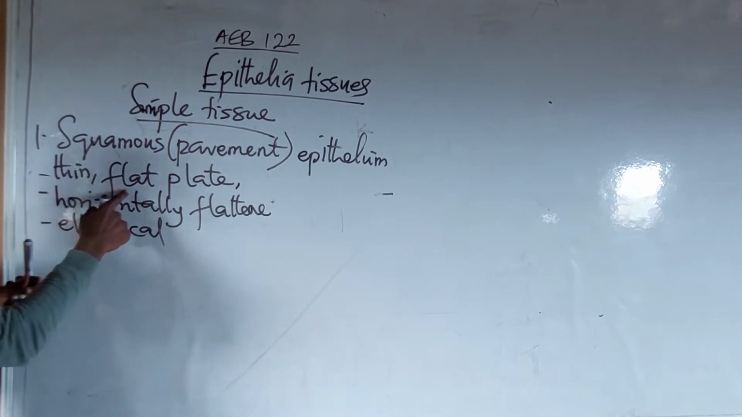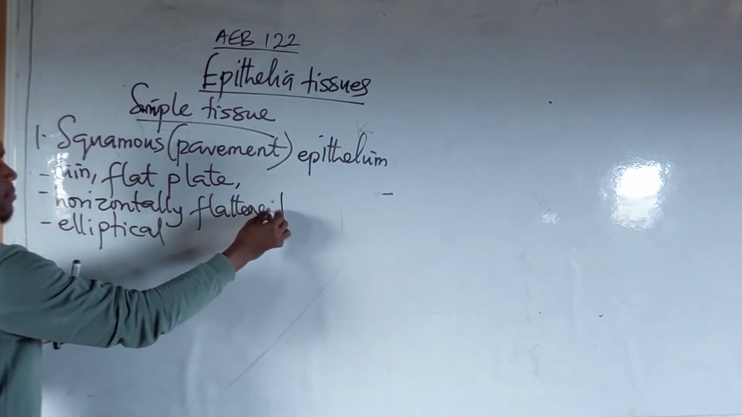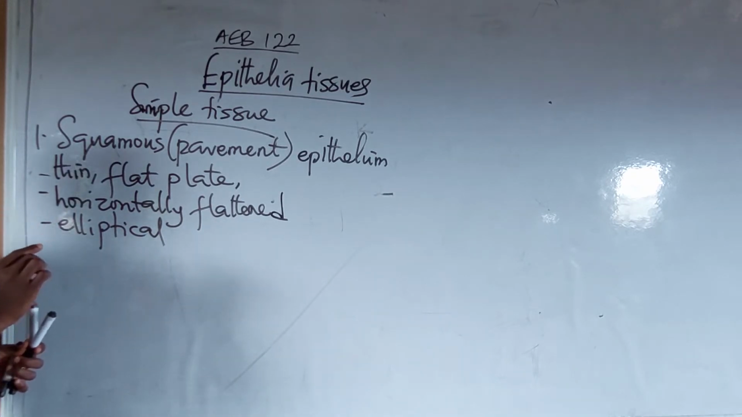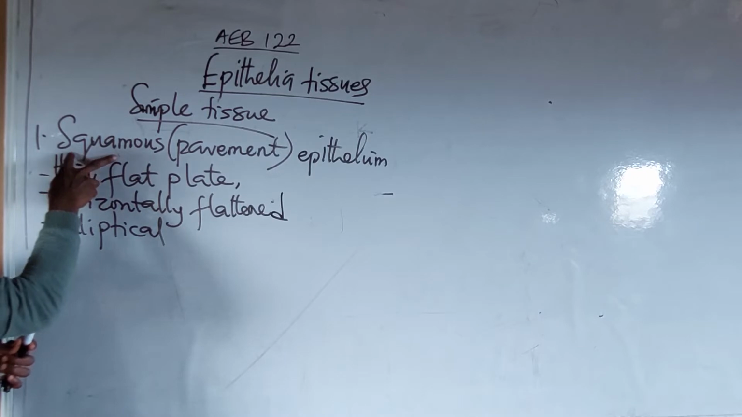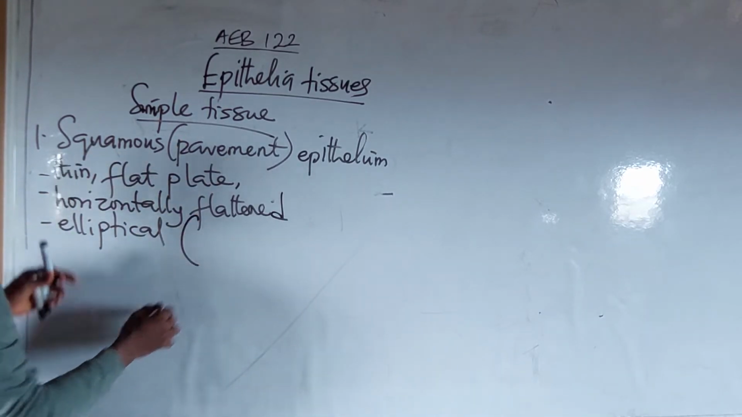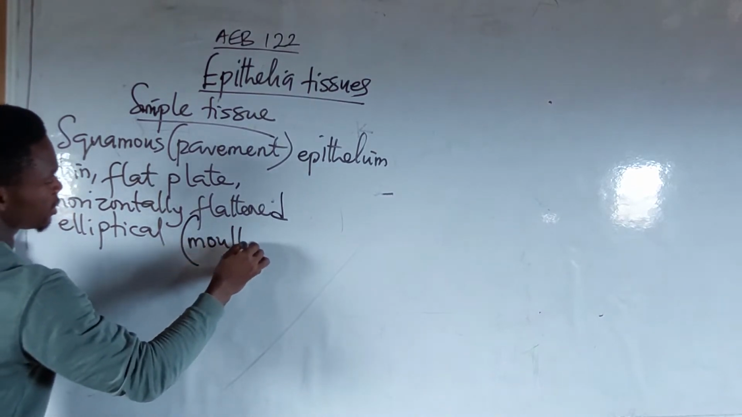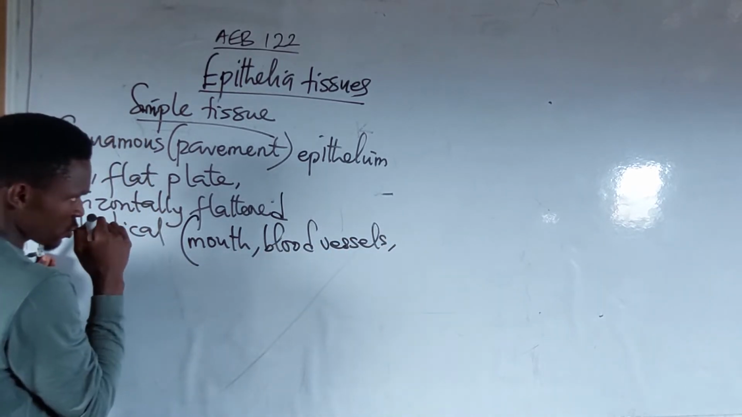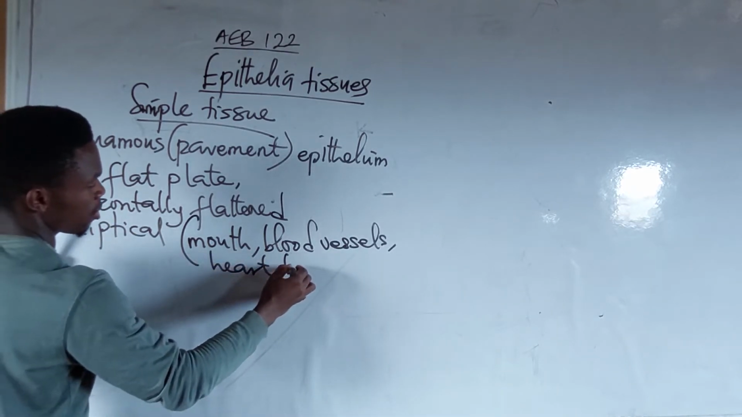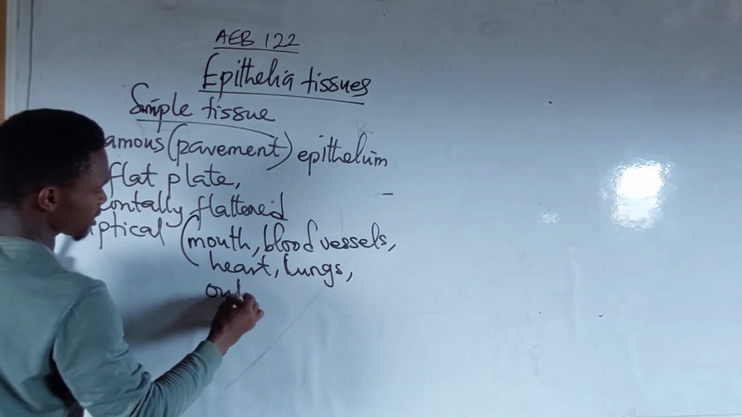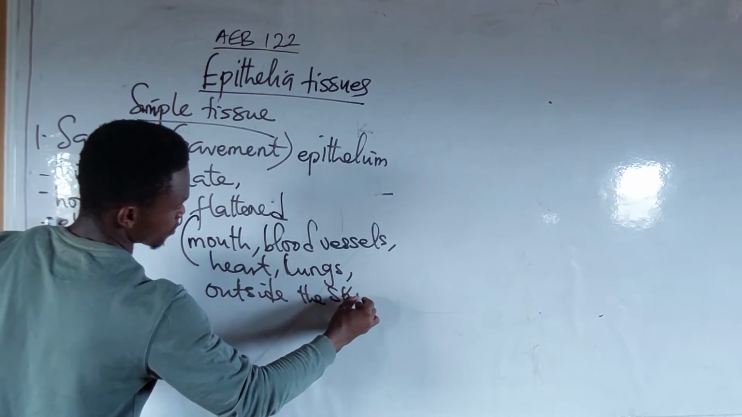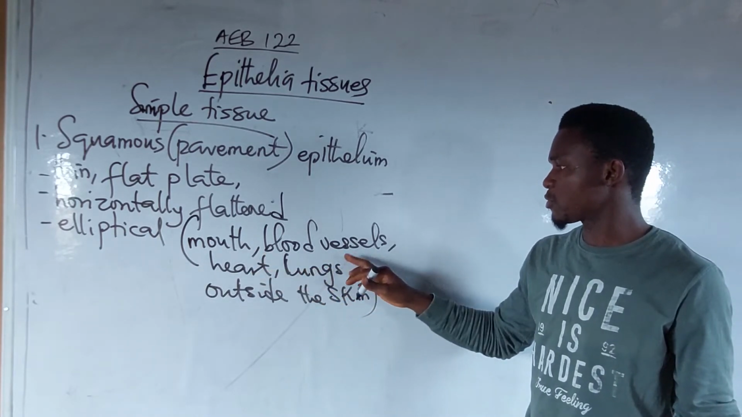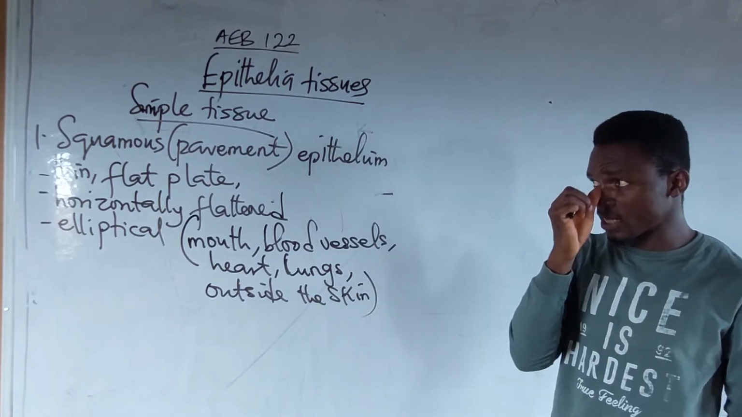It has the appearance of a thin flat plate. It is horizontally flattened. The nucleus is elliptical and horizontally flattened. Now, you should take note of the various parts that have this squamous or pavement epithelium. Parts that have this type of epithelium are the mouth, the blood vessels, the heart, lungs, and outside the skin. Please take note of that.